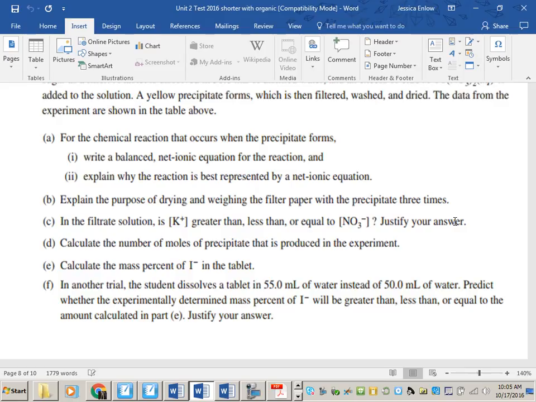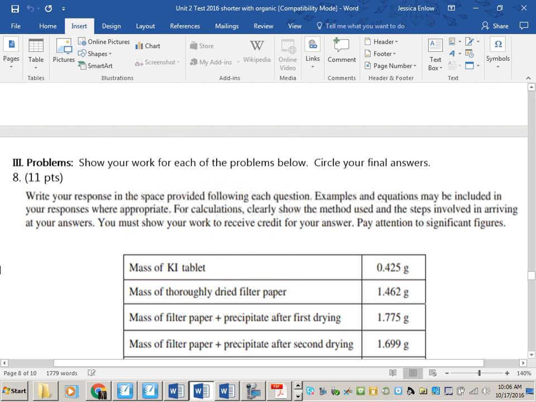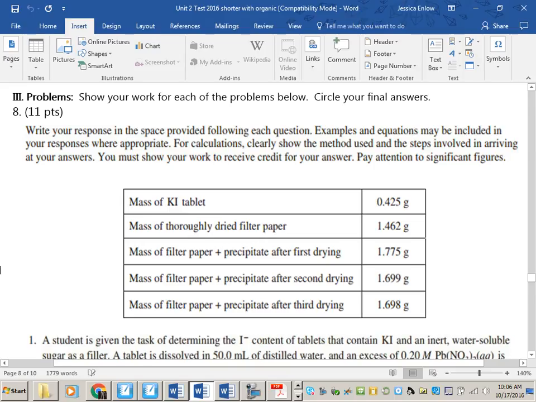You got me? So you're taking your mass to moles and multiplying it by the 2 moles of I over 1 mole of PbI2 ratio, and then converting that to grams. That's your true mass of I minus. And then from the data given, the tablet weighed 0.452 grams. So take your grams of I divided by your tablet mass times 100, and that will be your percent in the tablet. It was very specific when it said the tablet.